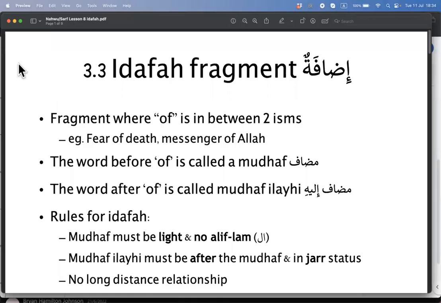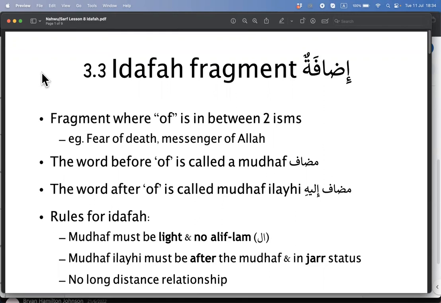Okay, so now that we've learned pronouns, we can go back to our fragments. This is the second fragment that we are going to learn, Idafah. Idafah is a fragment where usually you translate with "of" in between. Remember, when we first started, we said there is rafa', nasab, or jar, right? Rafa' is the doer, nasab is detail, jar is? Jar is word after all. Yes, okay. So this fragment has a lot to do with jar.